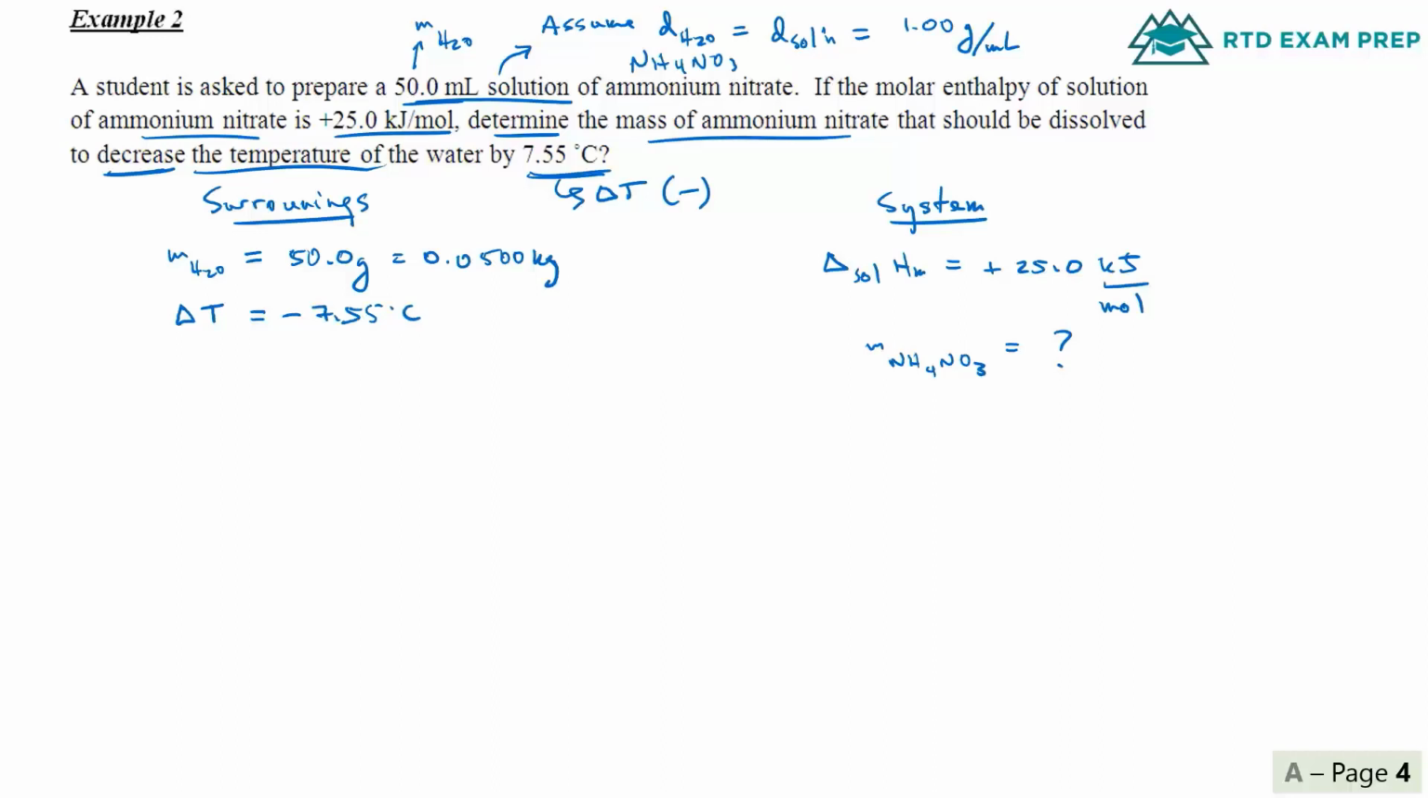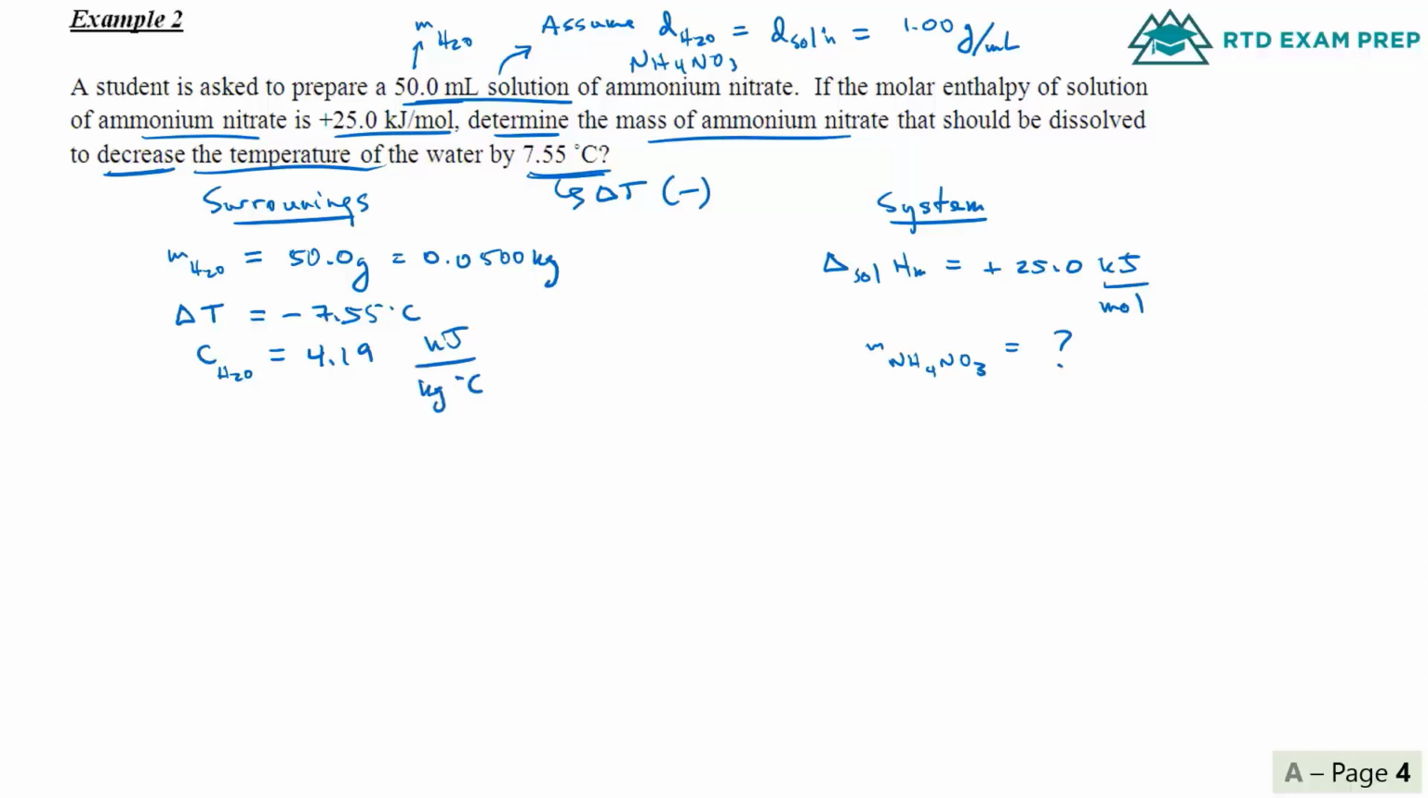Okay, if you recall, don't forget that we also have a specific heat capacity of water that's going to go under our surroundings heading. And that's going to be 4.19 according to our data book, but we're going to use these units of kilojoules per kilogram degrees Celsius.